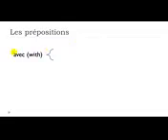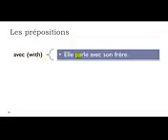Avec, so the classic one, means with. Elle parle avec son frère. Parler is to talk. Son frère, her brother. Elle parle, she talks, avec, with her brother, son frère.